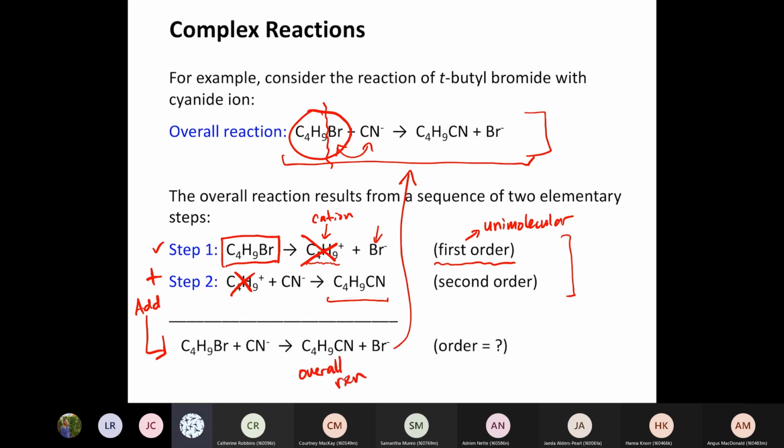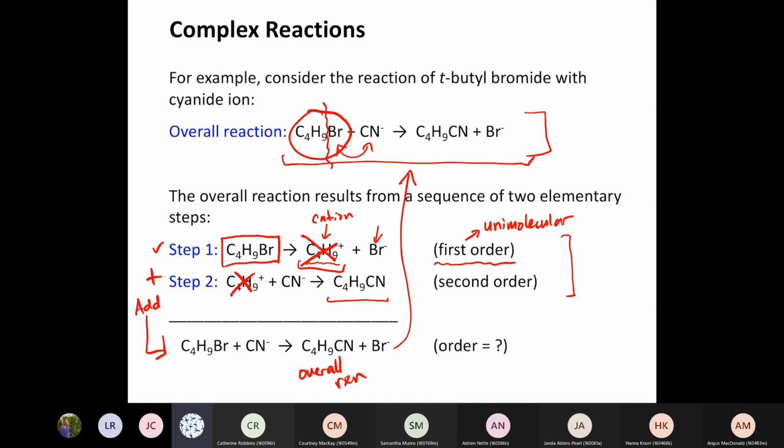Okay. We have names for all these different things. The products are the things on the product side, reactants are on the reactant side. Something that is formed in an early step and then consumed later on, like this cation, is formed in step one, and then it's consumed in step two. We call those things intermediates. We'll be looking at that in a bit more detail.